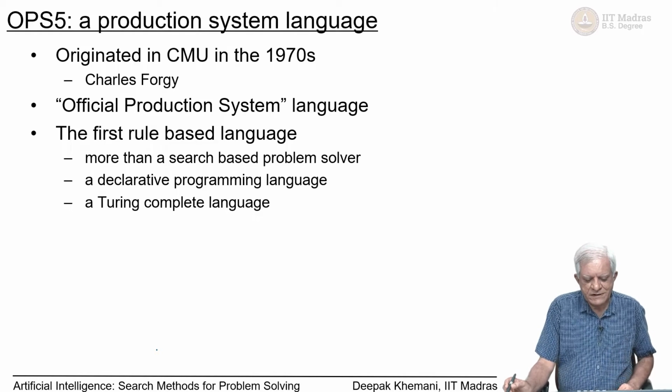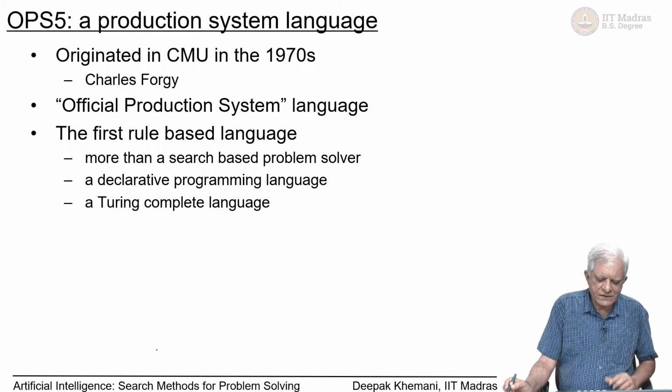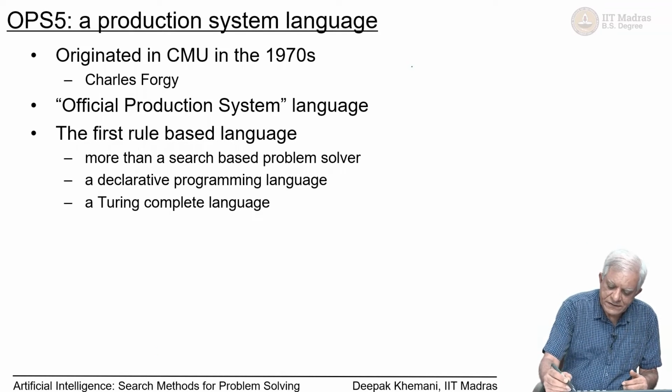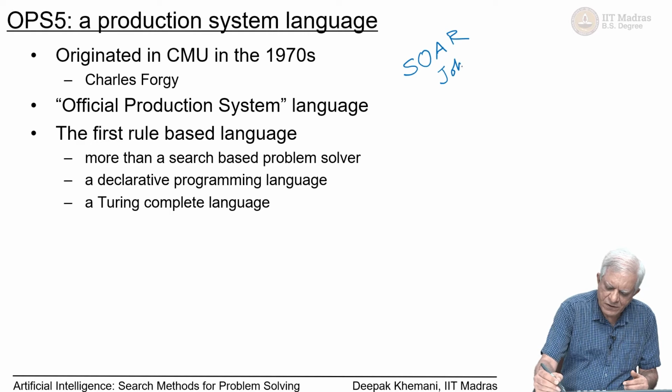OPS, some people say in quotes, stands for official production system language, so OPS 5, but there were later versions of the OPS language, and much later there is a system called SOAR. You should look it up on the net. It was implemented by somebody called John Laird, also at CMU, and it is a cognitive architecture.